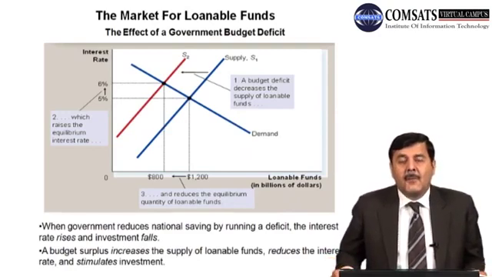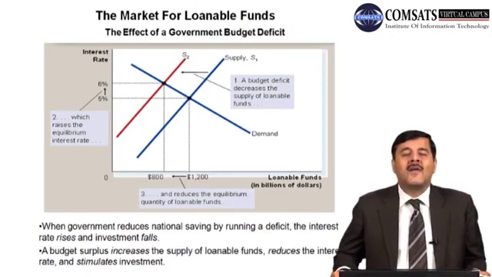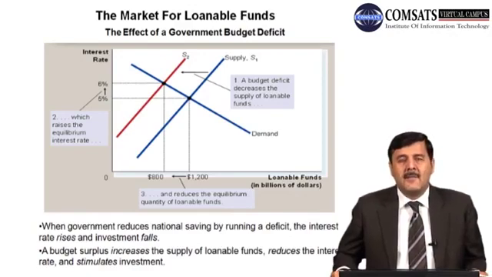Now the third policy is about the budget deficit, how the effect of government budget deficit can affect the market for loanable funds. Again, on the y-axis we are measuring the interest rate, and on the x-axis we are measuring the demand and supply of loanable funds.